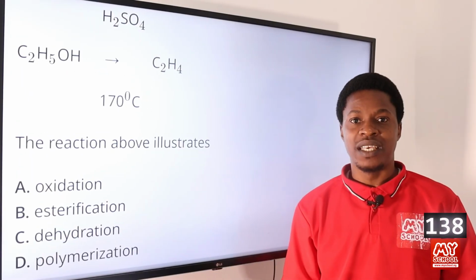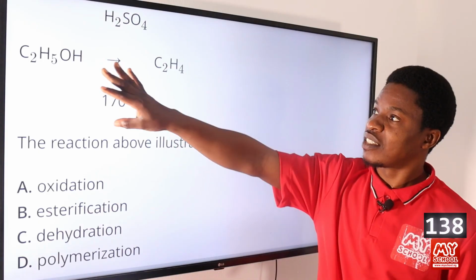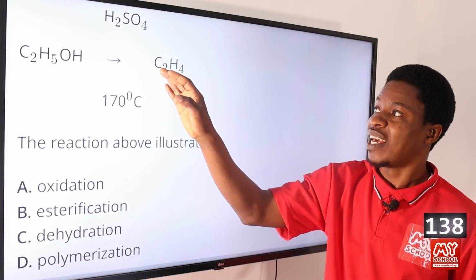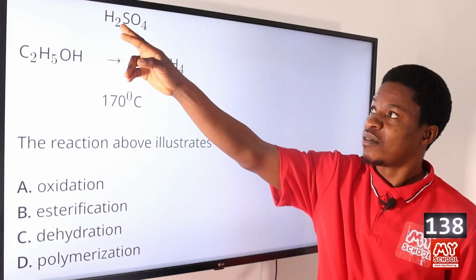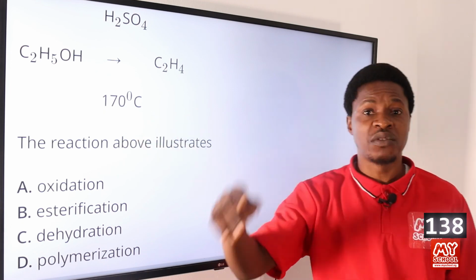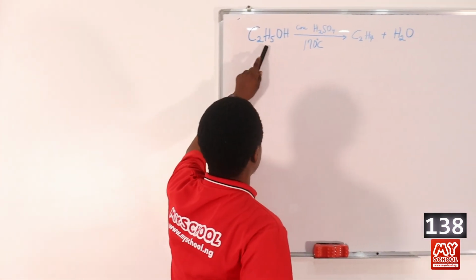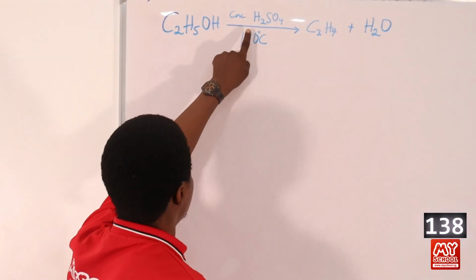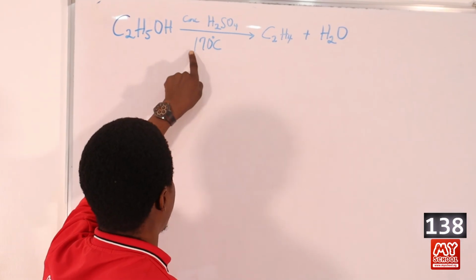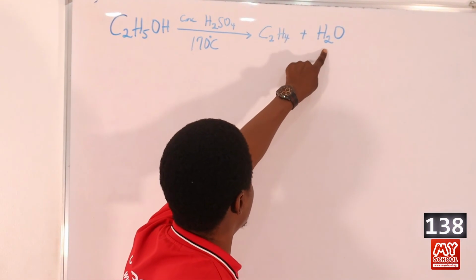Question number 138. Now, the reaction above illustrates this. We have ethanol here to give us ethene. Okay, we have it in the presence of conc H2SO4 at a temperature of 170 degrees Celsius. Let's look at the board and see what happens. This is ethanol, reacting with conc H2SO4 at a temperature of 170 degrees to form ethene, and then you have H2O leaving there.